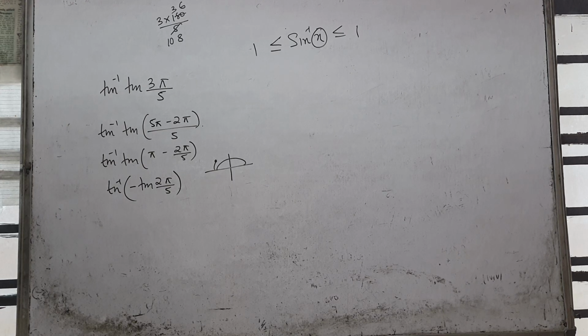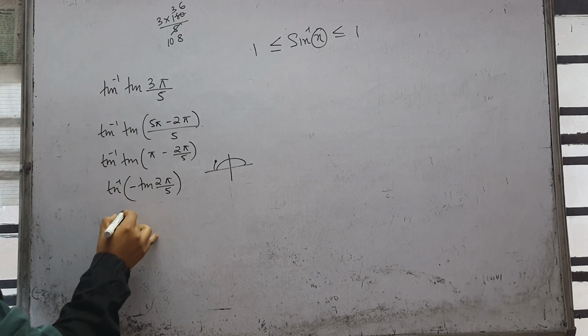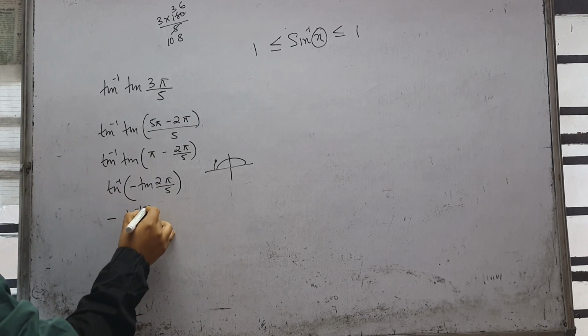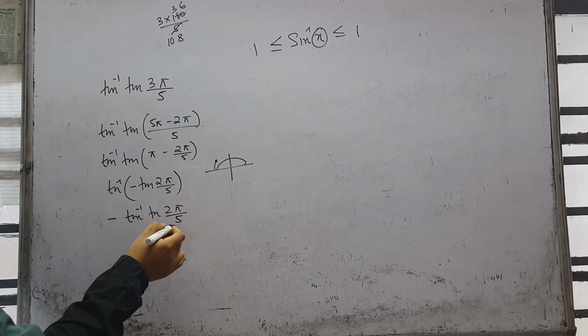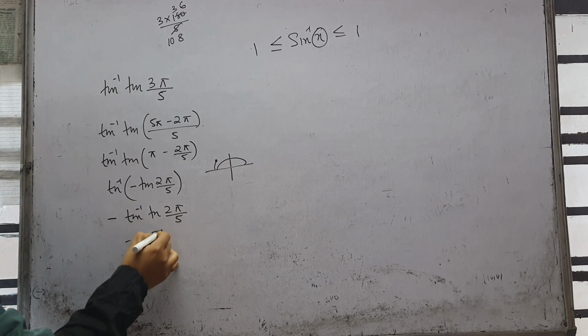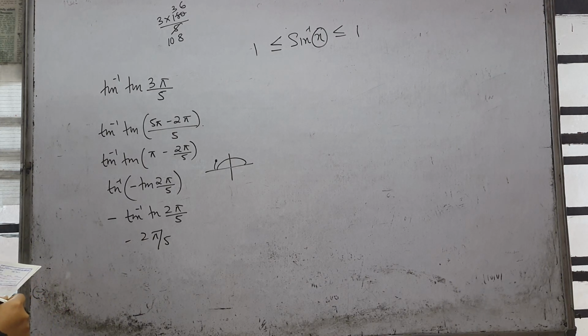What will it be, everyone? Minus. So the minus will come out. So minus tan inverse of tan 2 pi by 5. Now it is in the range. Is it clear? So tan inverse and tan get cancelled. Please don't forget this. Is it clear?